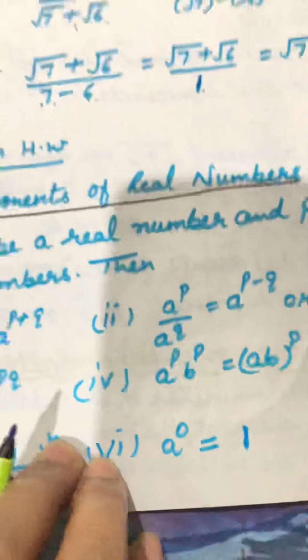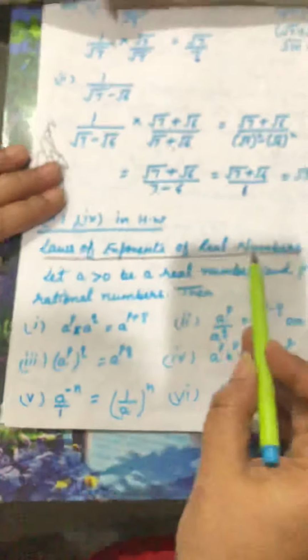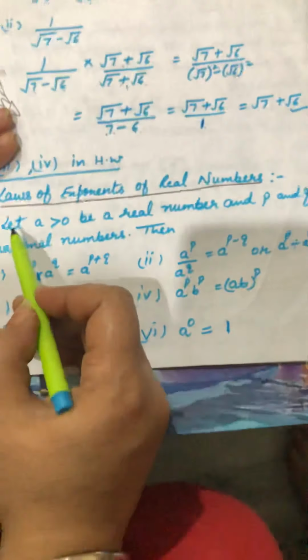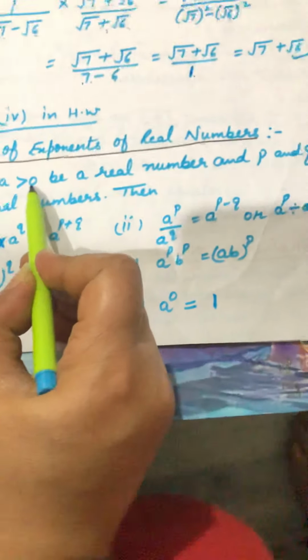Now you can see these laws of exponents for real numbers. Let a be greater than 0.